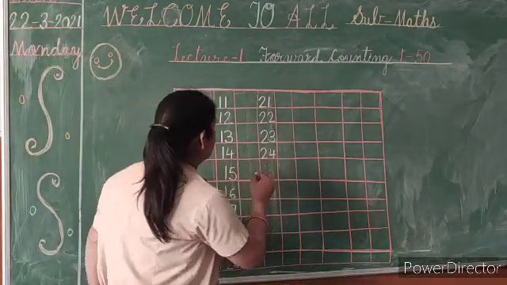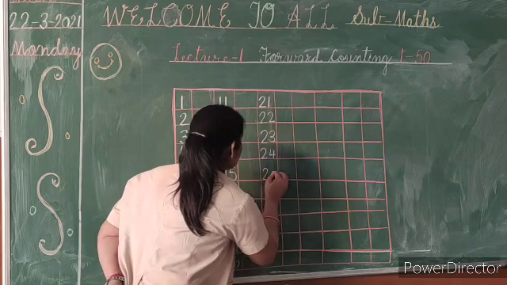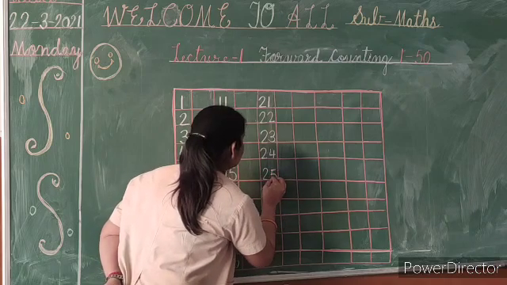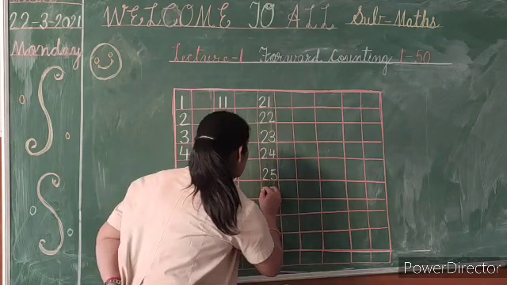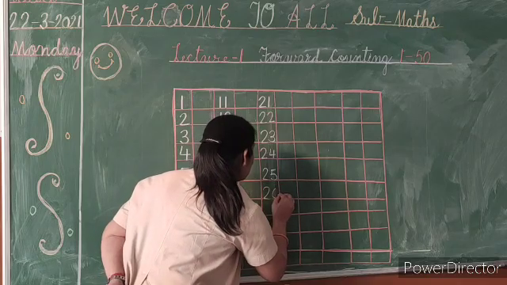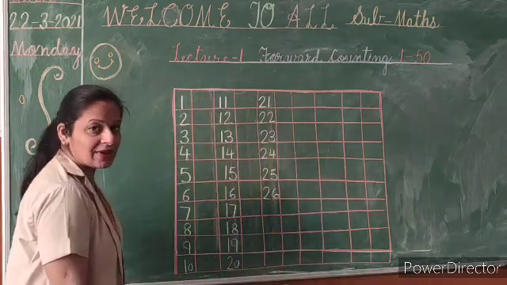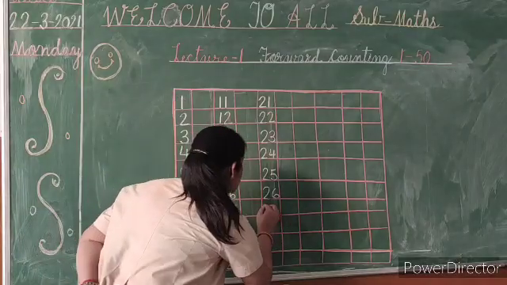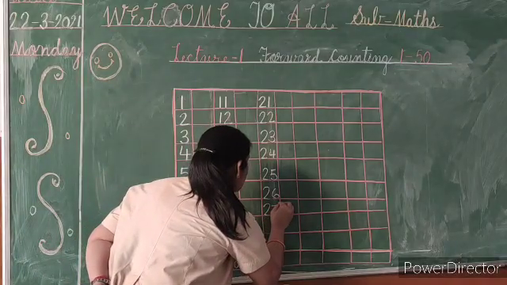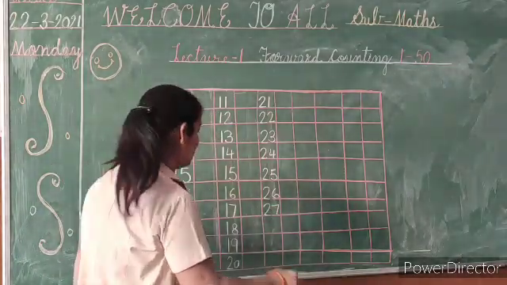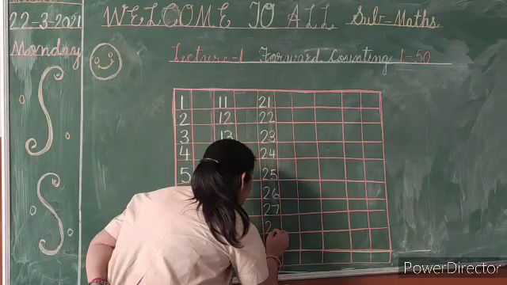Then after 2, 5, 25. Then 2, 6, 26. Then after what will come? 2, 7, 27. Then 2, 8, 28.